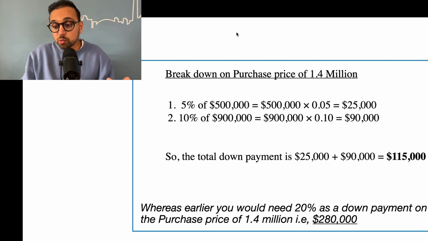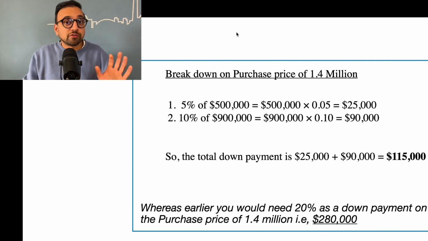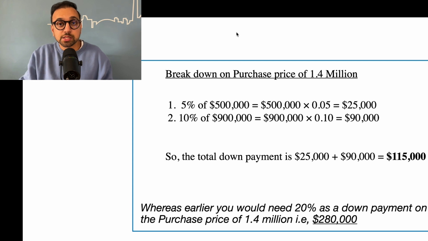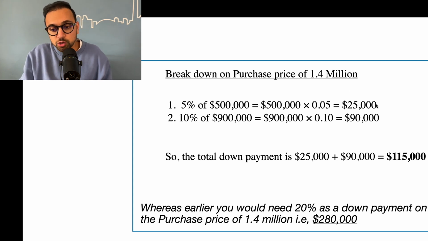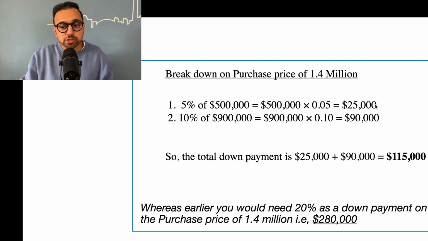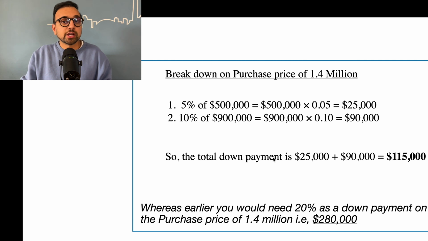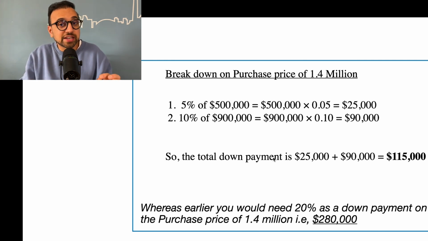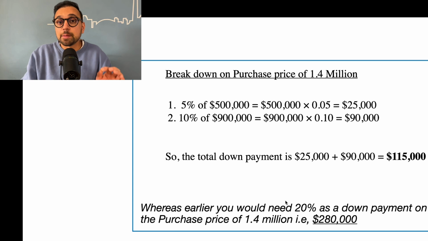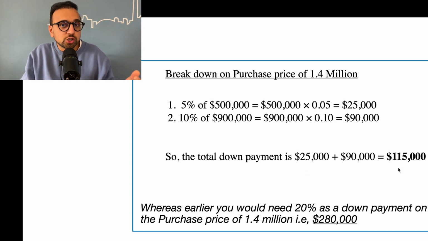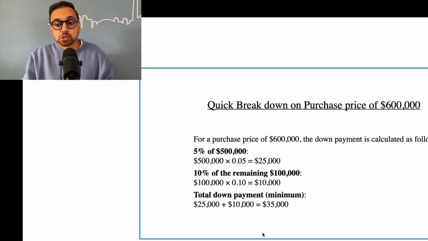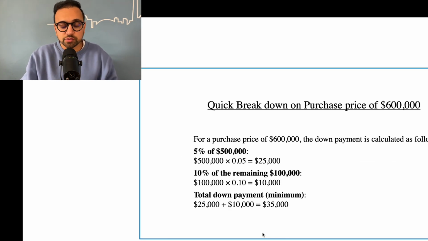If you're buying a property worth $1.4 million, then you have to put down 5% on the first $500,000. That's minimum, so what you're looking at is $25,000. And for the remaining $900,000, you have to put down 10%, so what we're looking at is $90,000. So in total, if you're buying a property worth $1.4 million, effective December 15th, 2024, the minimum down payment required is going to be $115,000. Whereas earlier, you would need 20% as a down payment on the purchase price of $1.4 million. That is $280,000.